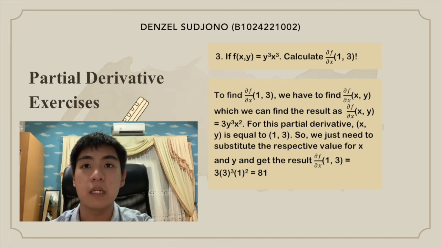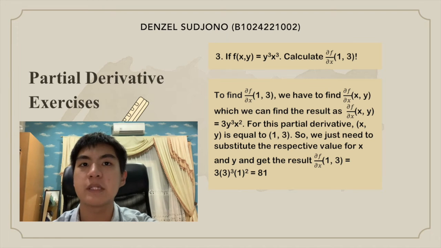Next is number 3. If the function f of x and y equals y to the power of 3 times x to the power of 3, calculate ∂f/∂x of 1 and 3. To find ∂f/∂x of 1 and 3, we have to find ∂f/∂x of x and y, which we can find as 3y to the power of 3 times x to the power of 2.